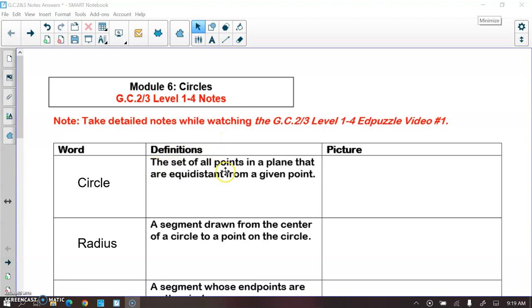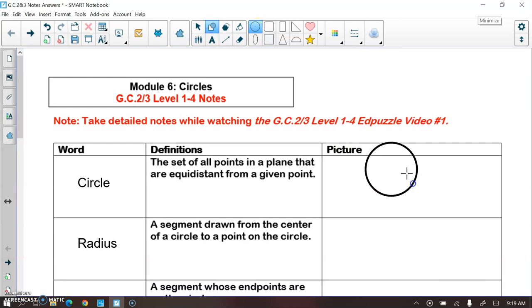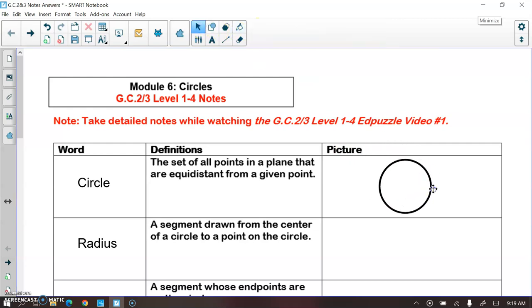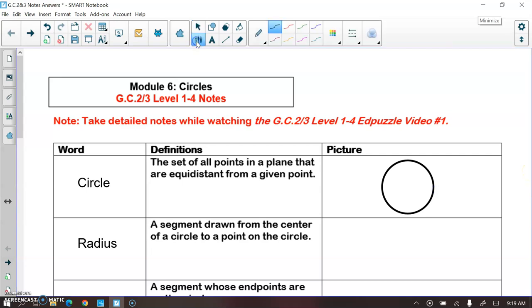A circle is the set of all points in a plane that are equidistant from a given point. So this is a circle. A circle is always going to have a center point. And then you may see a letter written next to that center point. That's how we name a circle. So we would name this circle A.